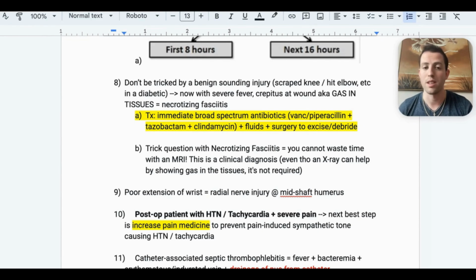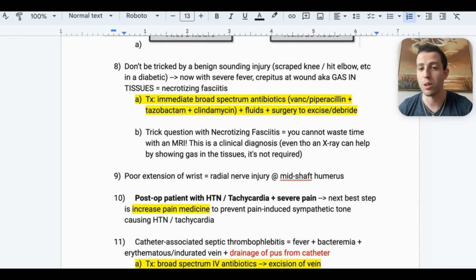Give these patients fluids, get them stable, put them on pressors such as norepinephrine, and then take them to surgery to excise and debride the wound. They will never get better with just antibiotics from my experience. You have to take them to the operating room and cut out whatever the necrotizing fasciitis is.